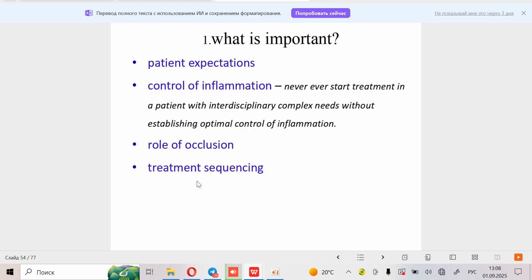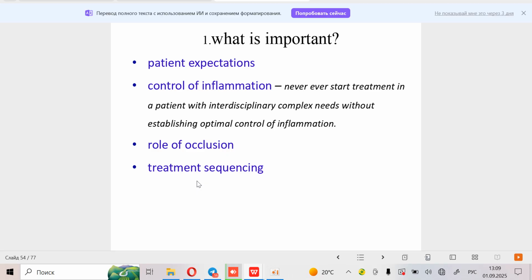If it is necessary to control inflammation in the tissue of the periodontium, never ever start treatment in a patient with interdisciplinary complex treatment needs without established optimal control of inflammation. Never ever start treatment if the patient has a poor condition in the periodontal tissue.